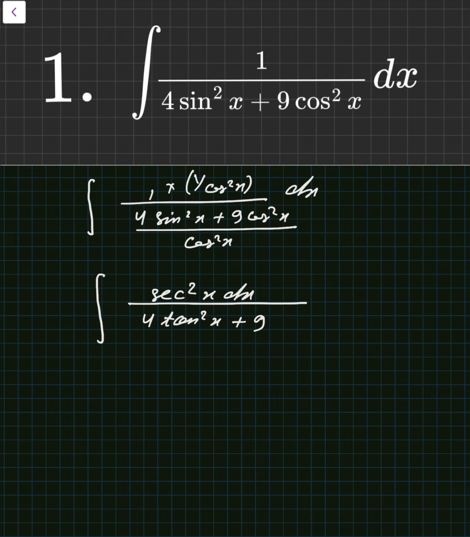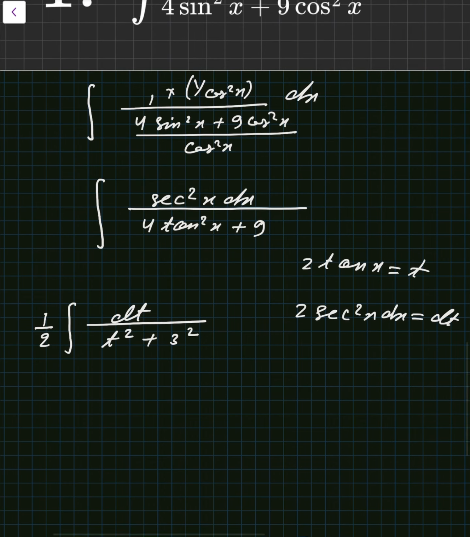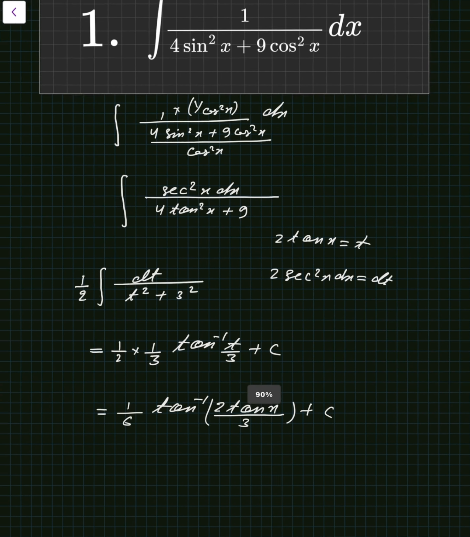Now let 2 tan x be equal to t, then 2 sec square x dx equals dt. Put here: sec square x dx is dt by 2, divided by t square plus 3 square. So 1 by 2 into 1 by 3 into tan inverse t by 3 plus c, and after that, that is 1 by 6 into tan inverse 2 tan x divided by 3 plus c. This is the answer to question number 1.